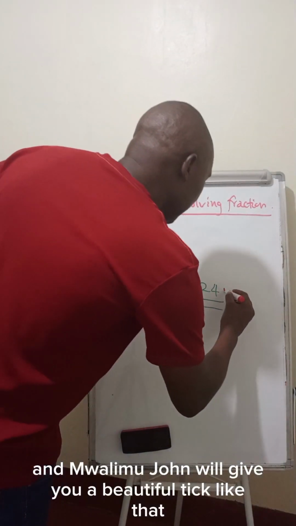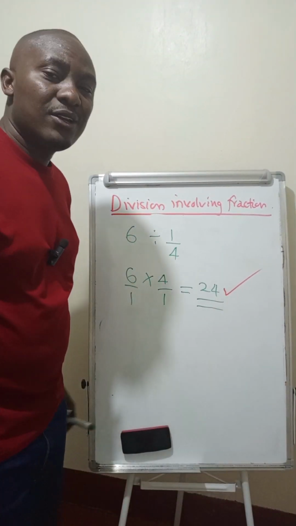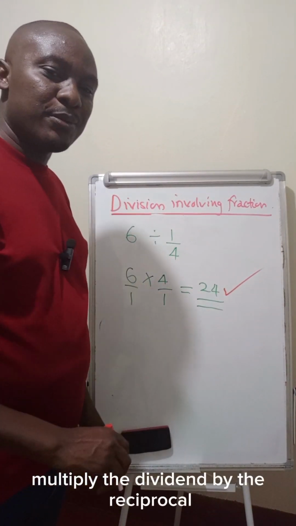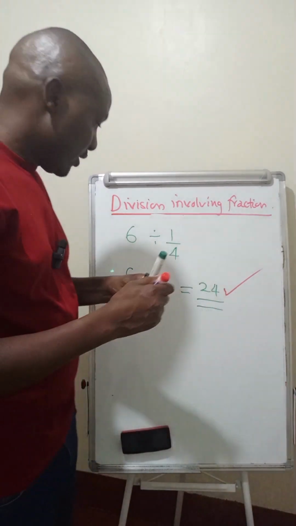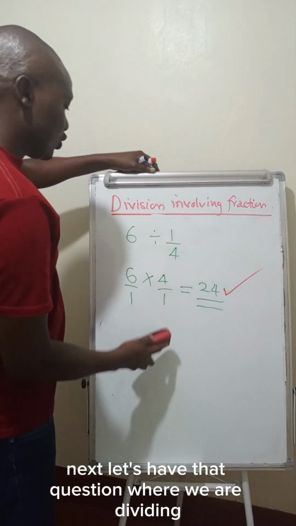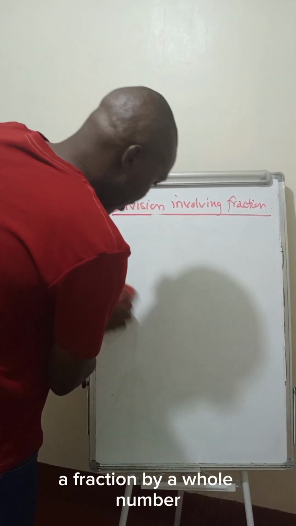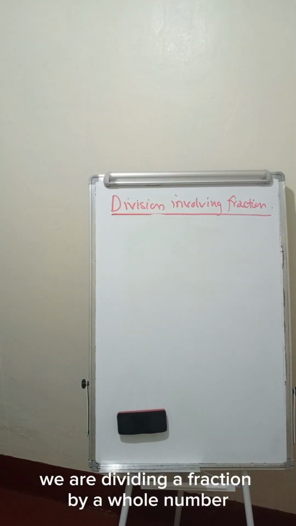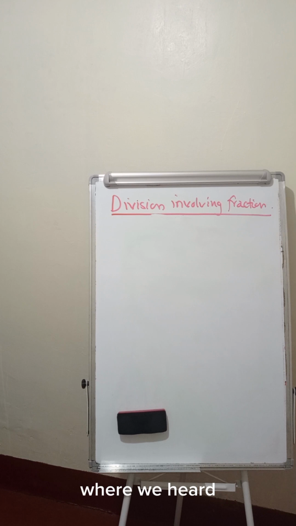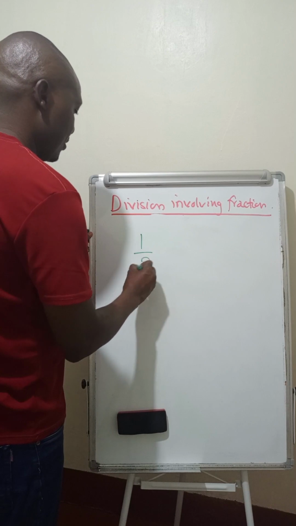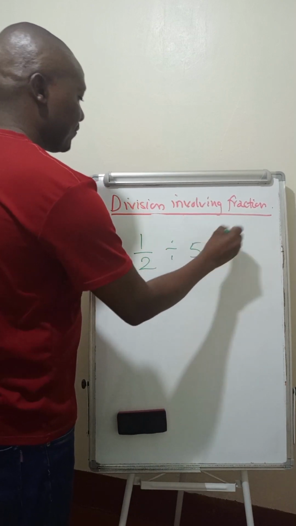And Mwalimu John will give you a beautiful trick like that. Look at this, my learners. Why have you been struggling? Multiply the dividend by the reciprocal of the divisor. Full stop. Next, let's have that question where we are dividing a fraction by a whole number. We can have our half divided by 5.